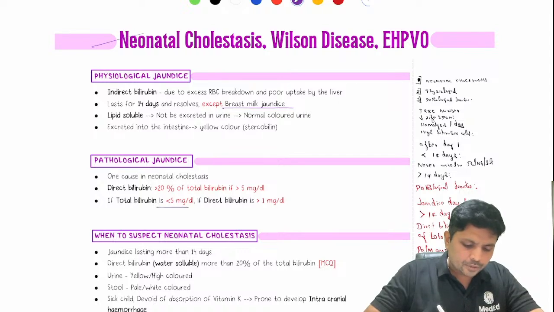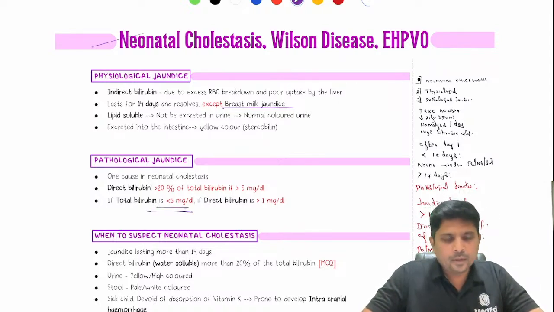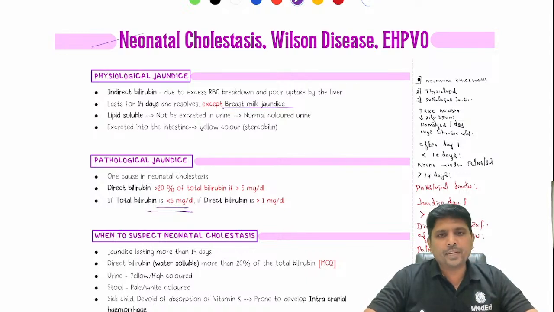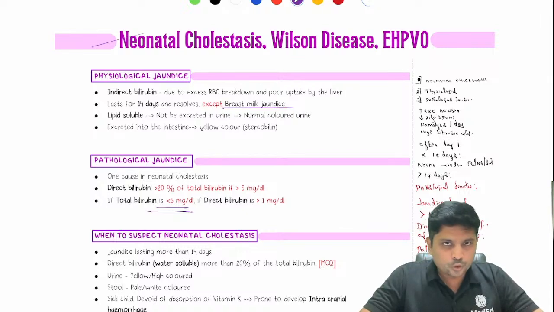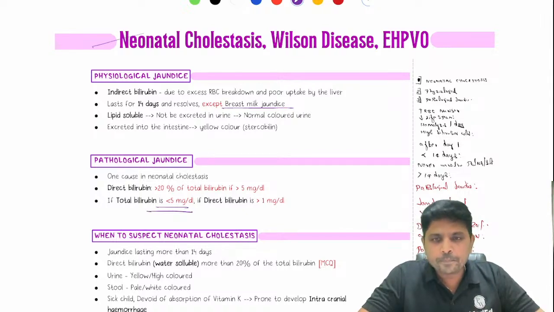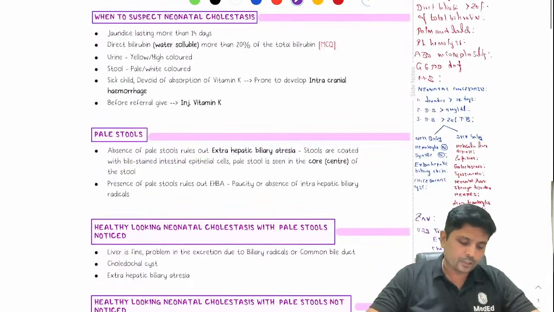Pathological jaundice: any bilirubin, direct bilirubin more than 20% of the total bilirubin, and involving palms and soles, are all direct hyperbilirubinemia or pathological jaundice.